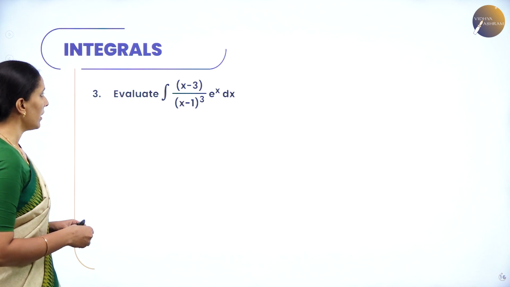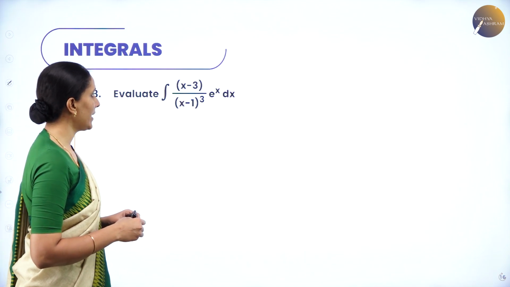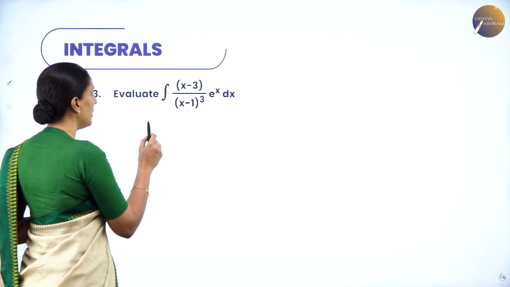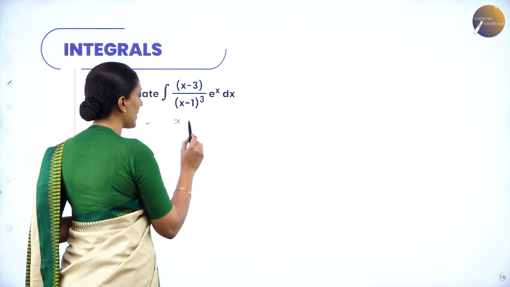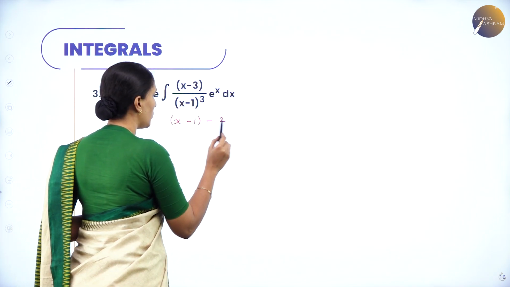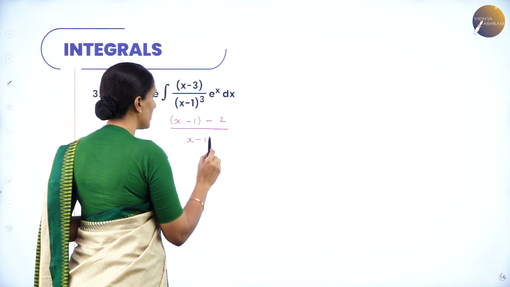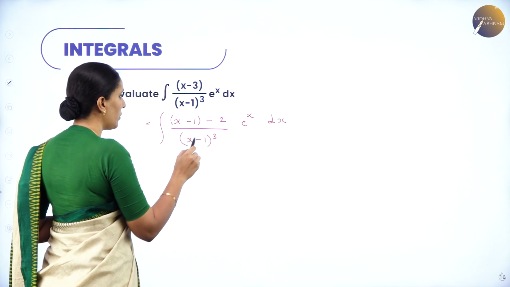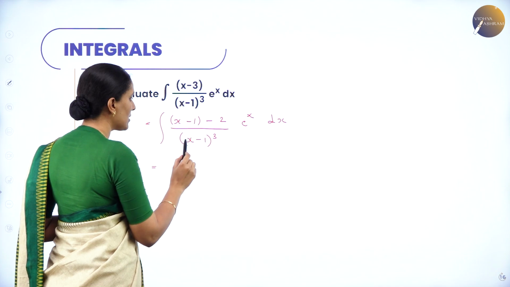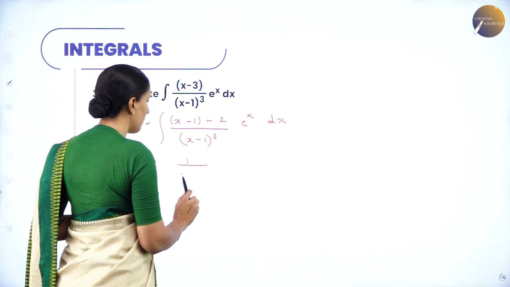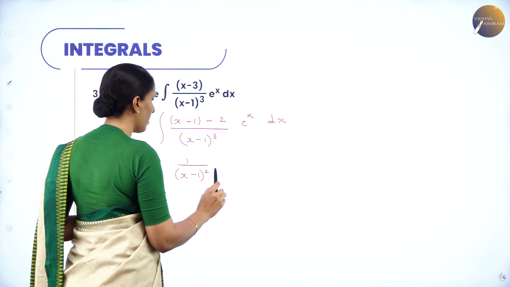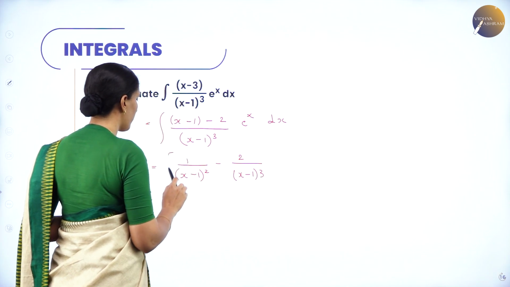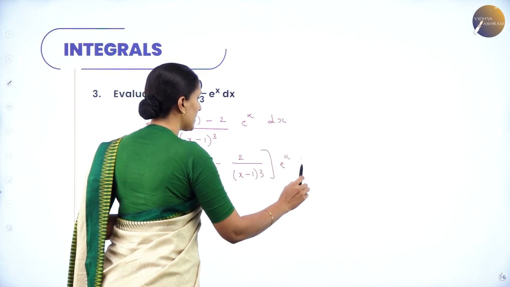Next, evaluate integration of (x minus 3) divided by (x minus 1) whole cube, e power x dx. So here I'll convert x minus 3 as (x minus 1 minus 2) whole divided by (x minus 1) whole cube into e power x dx. And when you divide them separately, (x minus 1) by (x minus 1) whole cube is 1 by (x minus 1) whole square, minus 2 divided by (x minus 1) whole cube, into e power x dx.